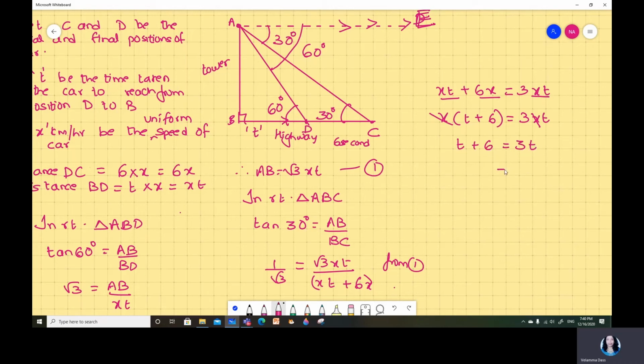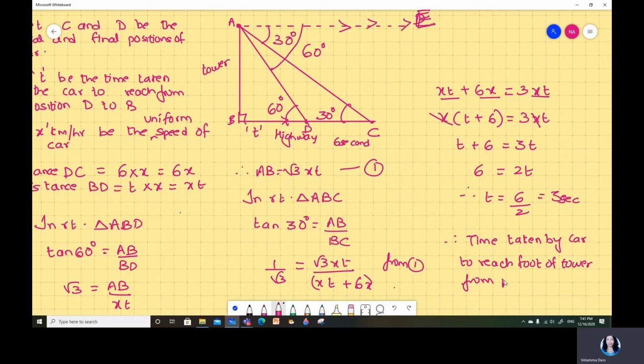So can we find out the value of t? This t goes here, 3t minus t will give you 2t. Therefore, t equals 6 upon 2, that is 3 seconds. So here we find that the time taken by the car to reach the foot of the tower from point D is equal to 3 seconds.